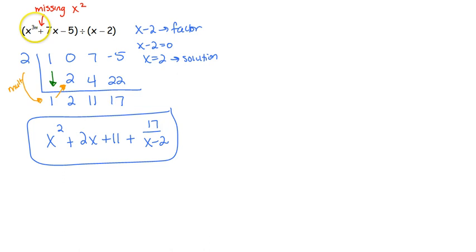So again, if we started with an x cubed, we factored out one of those x's, so that's 1x squared, and then you just go in descending order. 2x, 11, and when you have a number left over, that is the remainder. And don't forget, the remainder goes over whatever you were dividing by, which was the x minus 2.